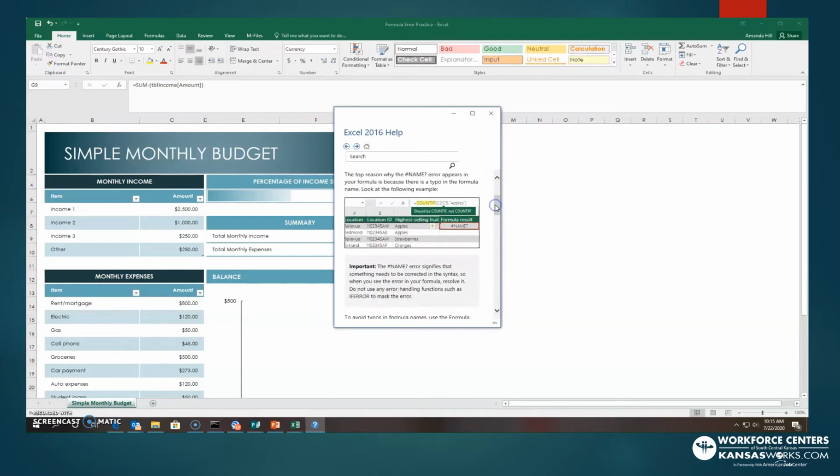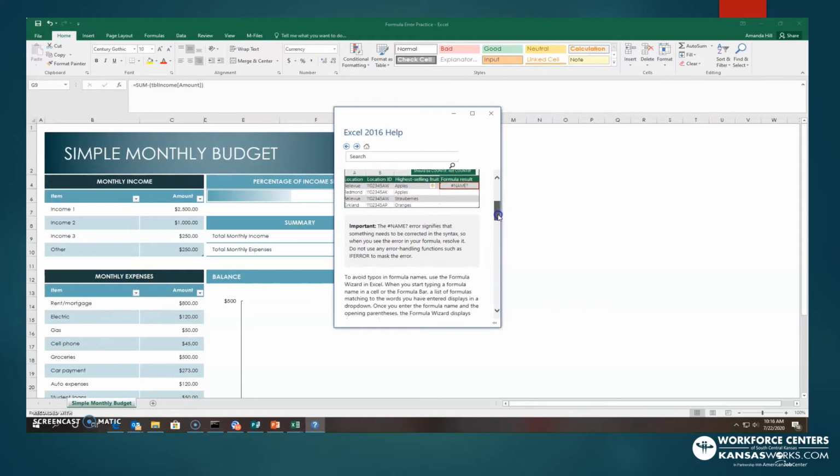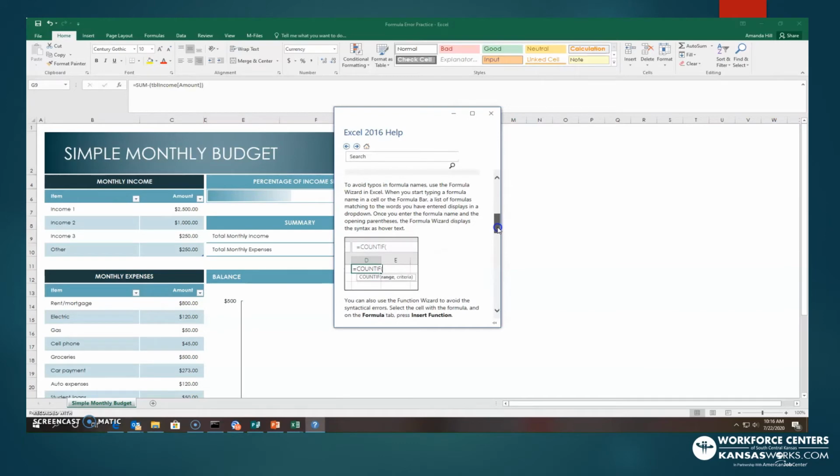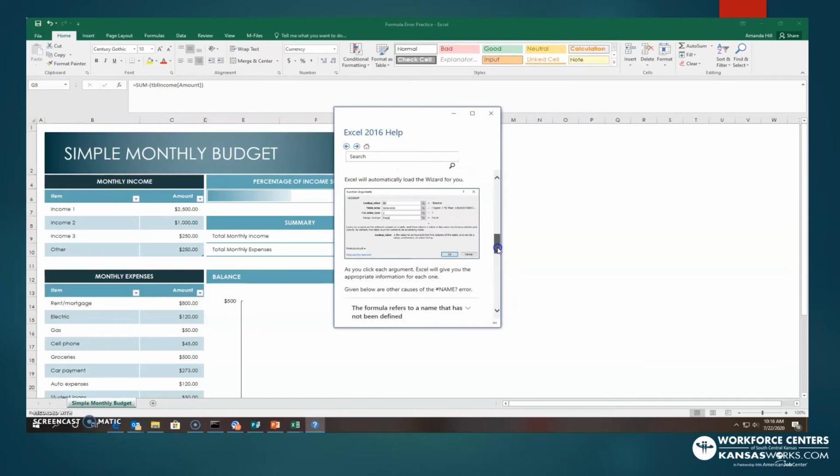So the top reason why the name error appears in your formula is because there's a typo in the formula name. Look at the following example it provides. So it says it should be countif. Instead of it, this one has two I's in it. Okay. So it's usually going to have something to do with this portion of your formula. And so you want to make sure you avoid any typos, etc.